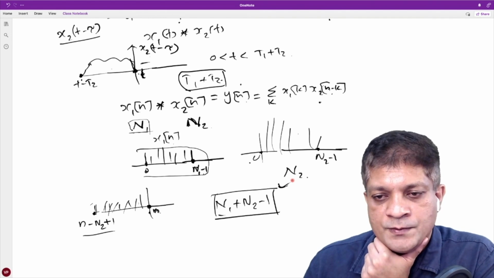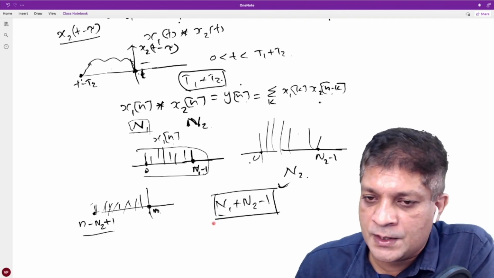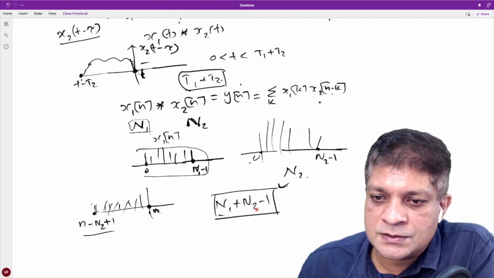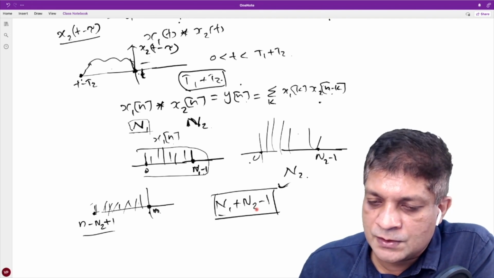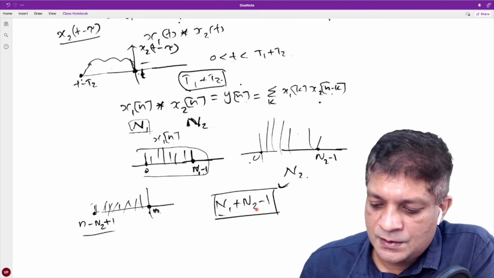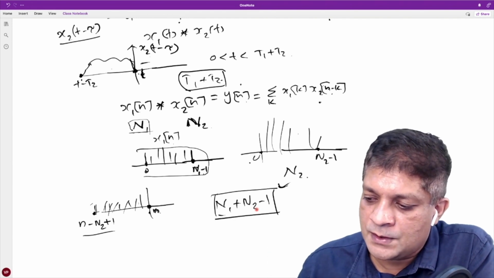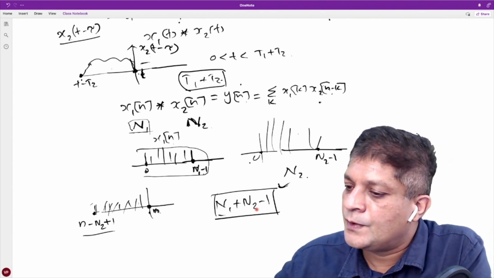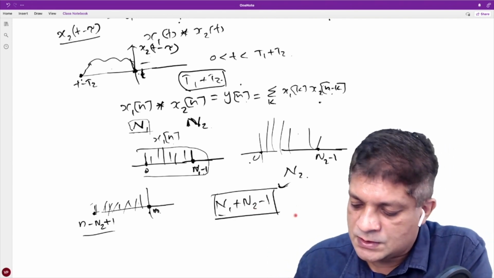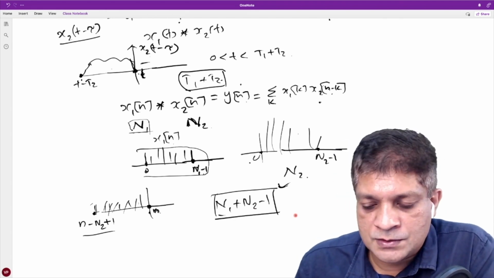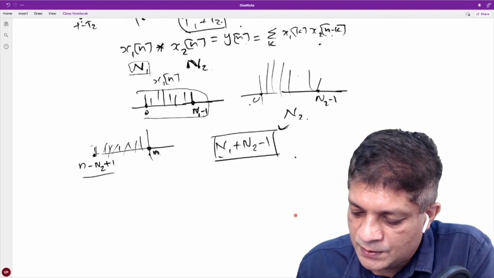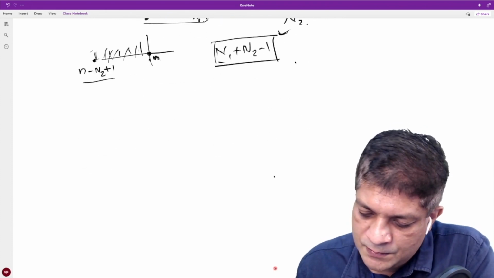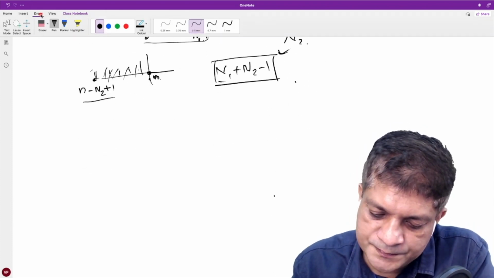So here also, if one of the signals is of infinite duration, then the convolution of those two signals will also be an infinite duration signal. Now let us consider an example that uses these properties of convolution. Let us find the convolution of these two signals.